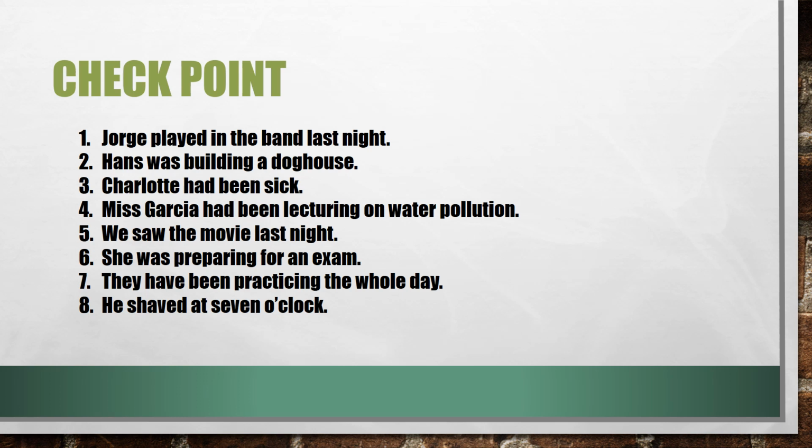Number 3, Charlotte had been sick. If we come to the verb phrase, it consists of had, which is a form of have, and the past participle of the verb be. So the action here is also what? Completed, finished. So it is the completive aspect. Number 4, Miss Garcia had been lecturing on water pollution. Had been, this is what? Completive. And been lecturing, this is progressive. So obviously this is a completive progressive aspect.